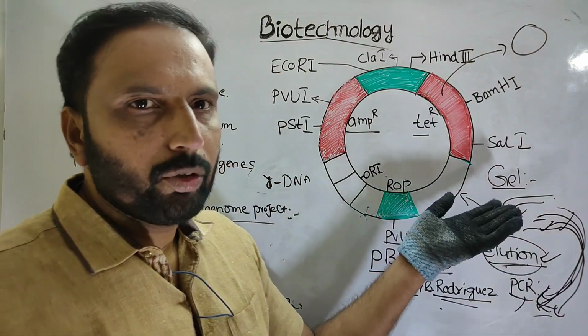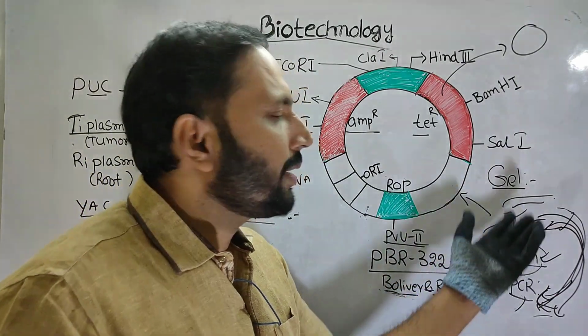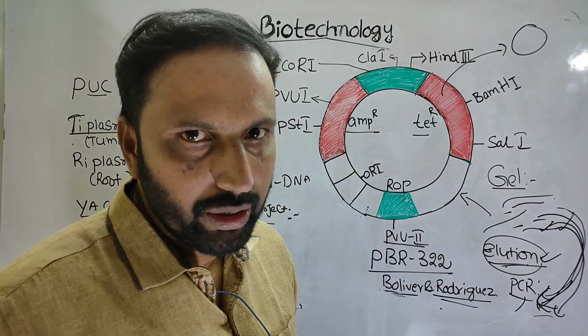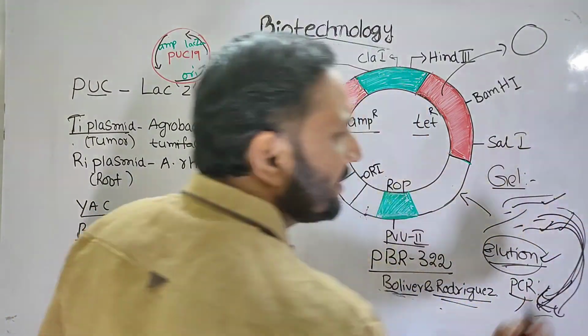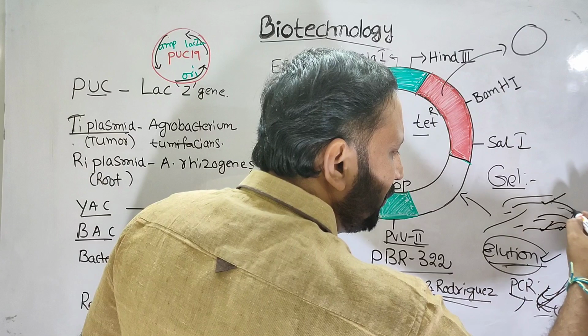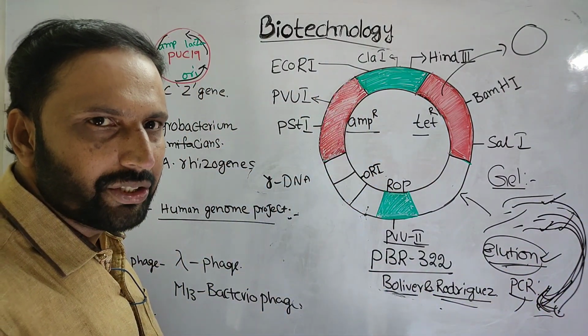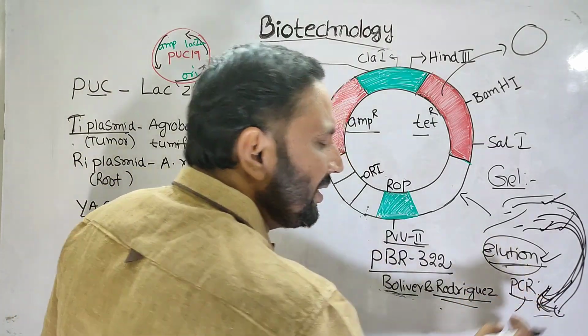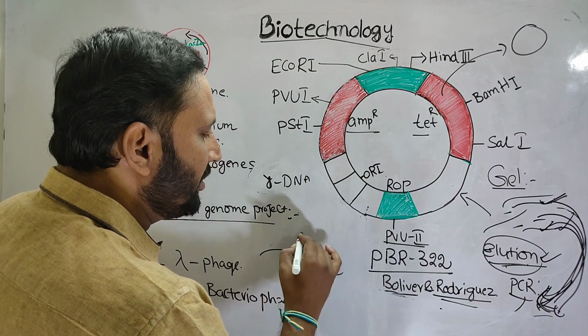After gel electrophoresis, many fragments are formed. These fragments can be separated, and the process is called elution. Once the desired fragment is obtained, it is transferred to the PCR cycle. PCR means polymerase chain reaction. After the polymerase chain reaction, we will get many copies of the desired gene.